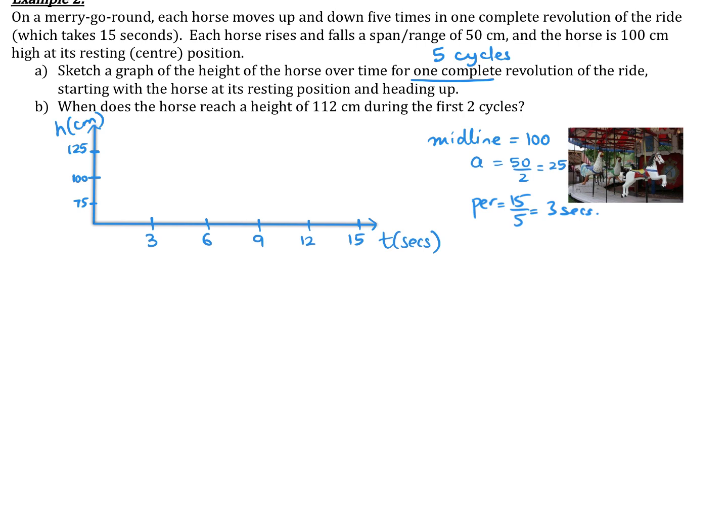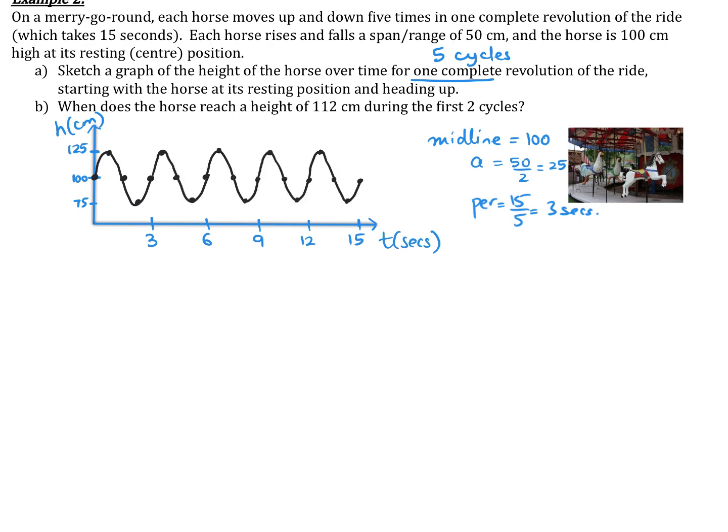Now we're going to start sketching, starting at the midline. Now the horse comes back to this position at 3 seconds. Because we are starting at the midline, it's going to be a sine curve. And the sine curve would have 3 points on the center line, 1 at max and 1 at min. So this would be our 1 cycle for this function. Now we're going to sketch this entire 15 seconds following the same pattern.